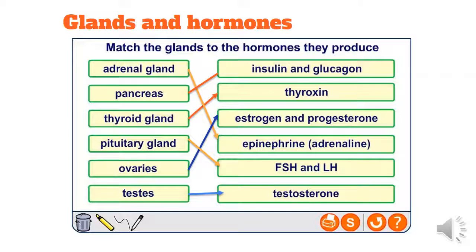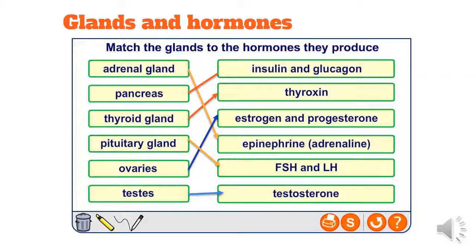Here we go. I matched it for you. The adrenal glands give off adrenaline or epinephrine. The pancreas gives off insulin and glucagon, so that's responsible for the sugar issues for diabetes as well. The thyroid gland gives off thyroxine.